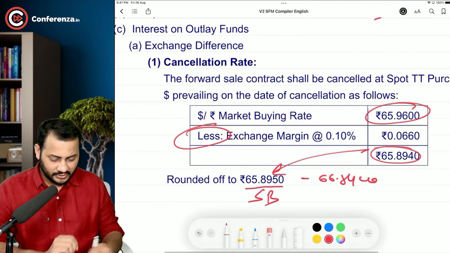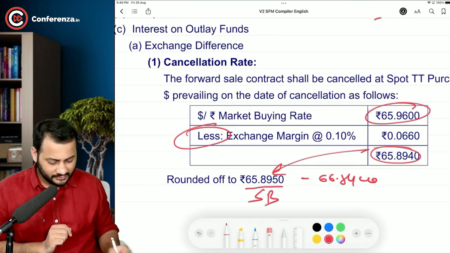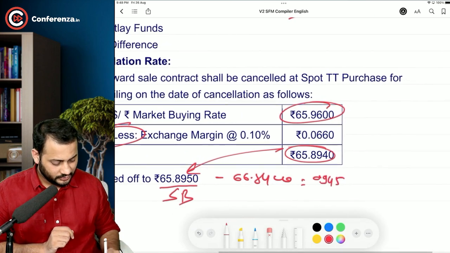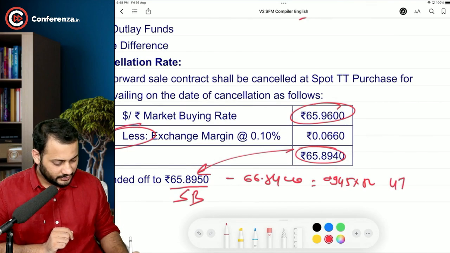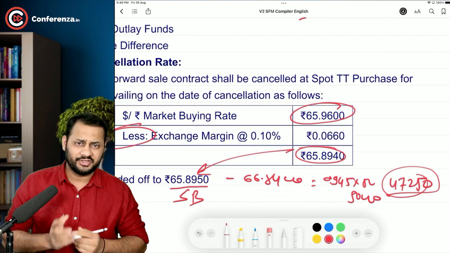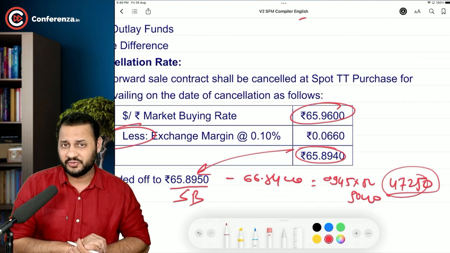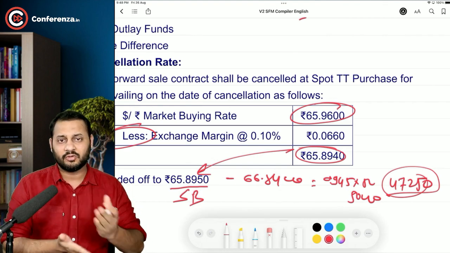So this is done with the customer, and you can see the bank is receiving 0.94 from whom? The customer itself, into 50,000. So 47,250 becomes the cancellation charges in all the cases. Original contract will get cancelled no matter what you decide to do after the due date, because you have defaulted. First thing. Now let's come to the swap loss.